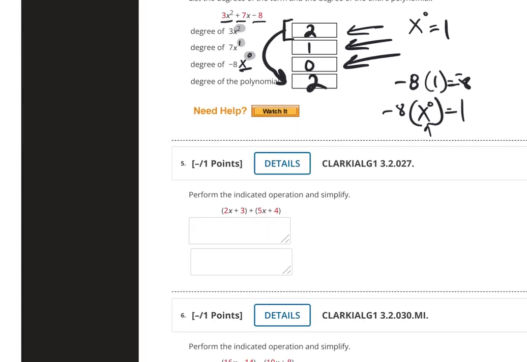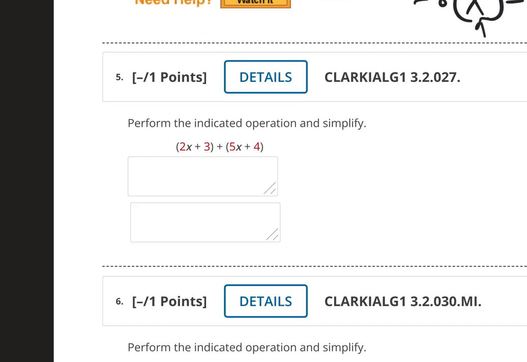Okay, let's look at number 5. We are adding 2 binomials. Because there's a plus sign in front of the set of parentheses, I could write this out in this way. I'm distributing a positive 1. This is 7x plus 12.